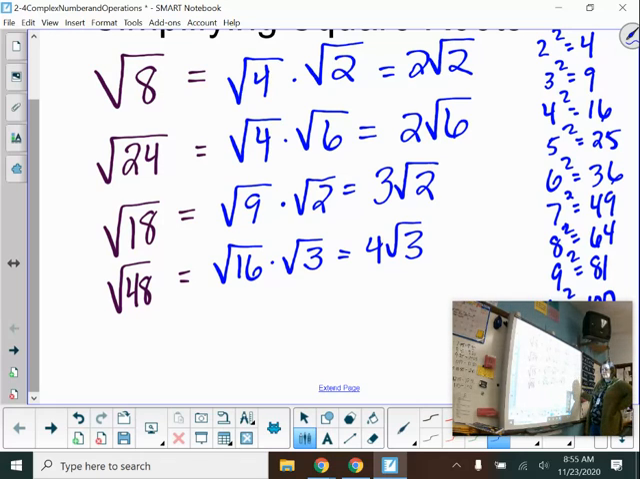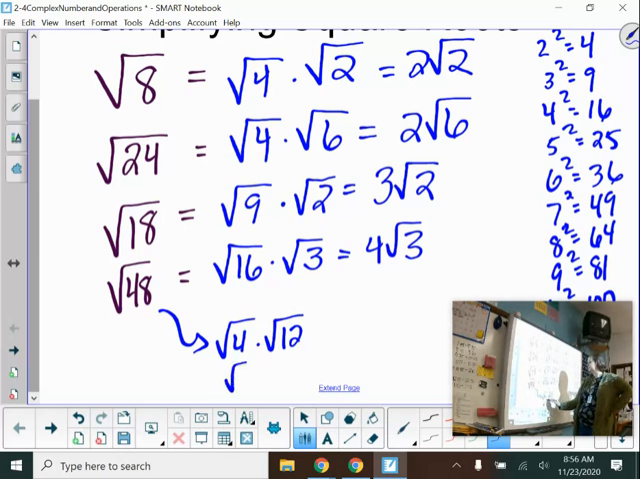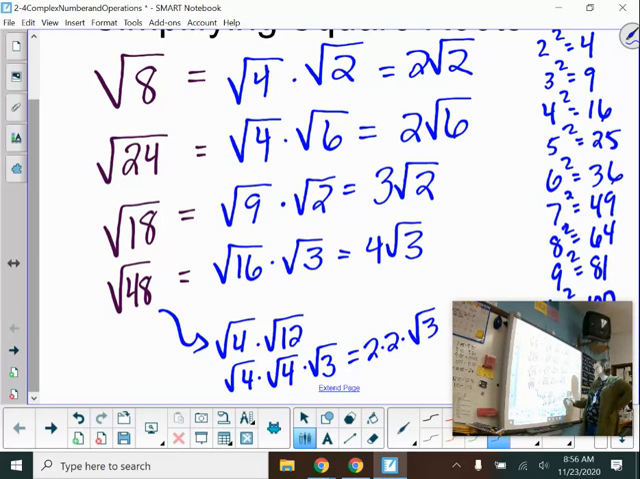If you do pick a perfect square, but it's not the greatest, that just means you might have to break down your non-perfect square factor further. For example, with 48, let's say you chose 4. Well, 12 itself has perfect square factors. 12 has a perfect square of 4, and then 3 is left over. So this is 2 times 2 times the square root of 3, and so you would still get 4 times the square root of 3, even if you didn't pick the correct one to begin with.